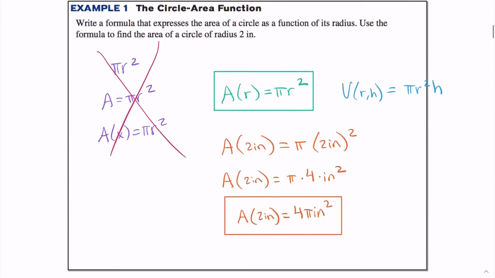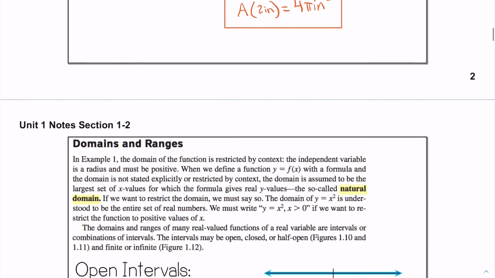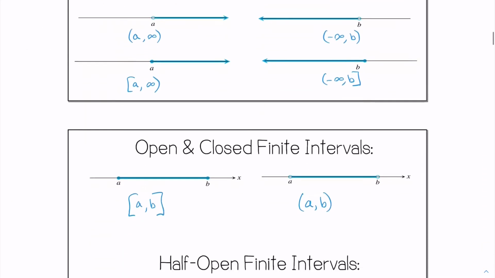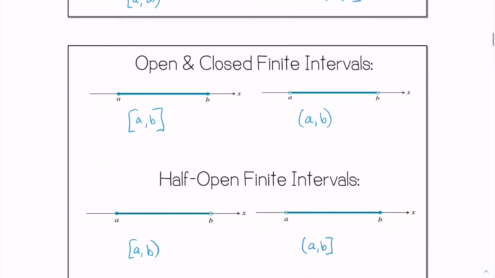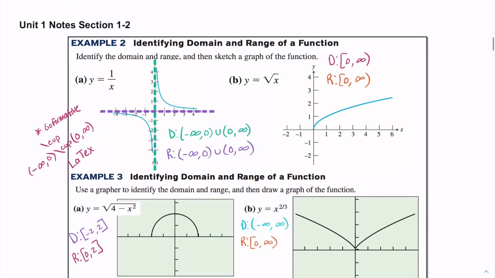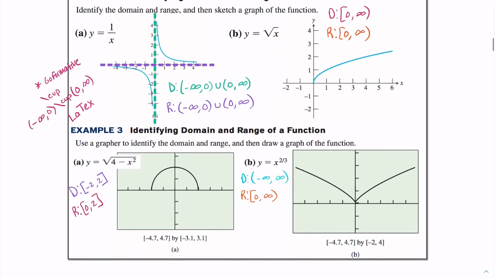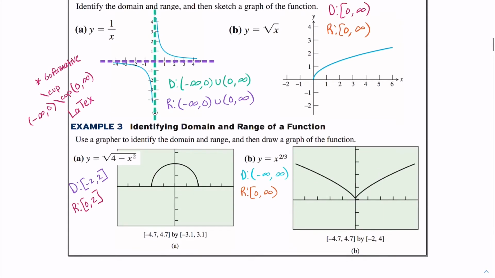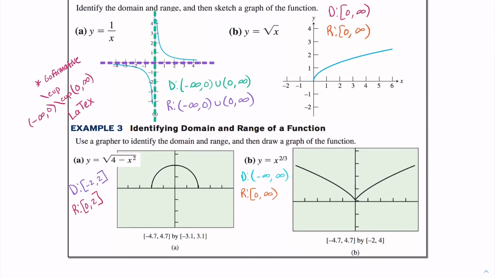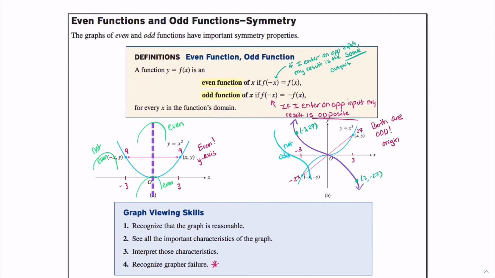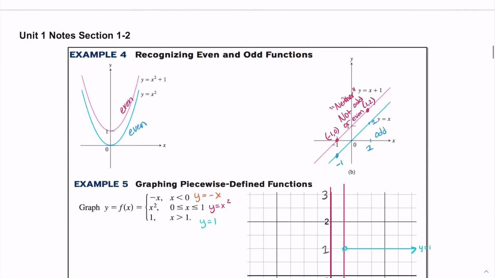So we went over domain and range, we went over functions, we went over intervals: open, closed, semi-closed, half open, finite, infinite. We went over radical functions, just general domain and range of polynomials and rational and radical functions. We went over even and odd and did some examples.